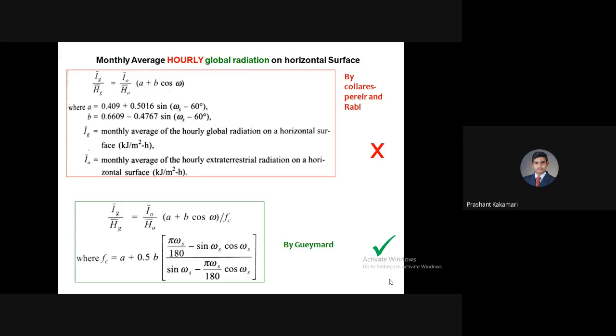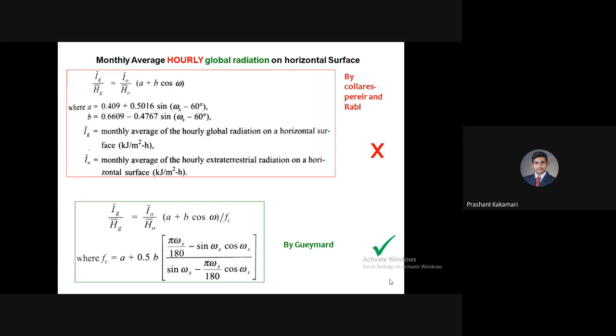Because in earlier classes we have discussed, the radiation is measured in kilowatt per meter square for a given area of the horizontal surface. But here they are telling in hourly basis, or some books they have given secondly basis. Okay, so like this, any units to be converted, so keep in mind what unit they have given, and according to that unit we are finding, or we need to convert that into some SI units.